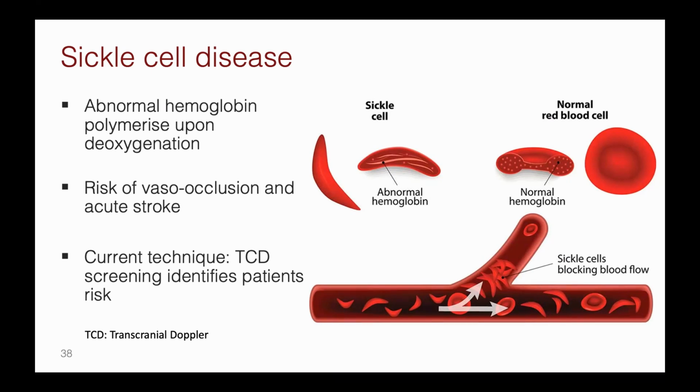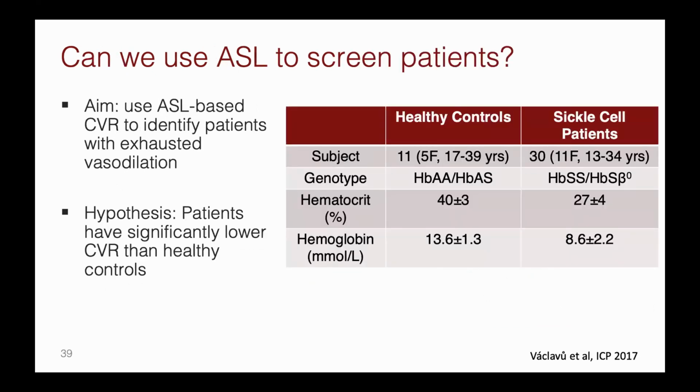Now, the current screening technique is to apply transcranial Doppler ultrasound to evaluate the blood flow of these patients. However, the disadvantage of ultrasound is its inability to identify local perfusion impairment in different regions of the brain. Therefore, we aimed to find out if ASL could potentially replace TCD ultrasound to identify sickle cell patients with impaired CVR and at a higher risk of stroke. And my collaborator, Dr. Lena Vaklovu, and I conducted this brain stress test on sickle cell patients, as well as matching controls who were the carriers of the mutated genes.